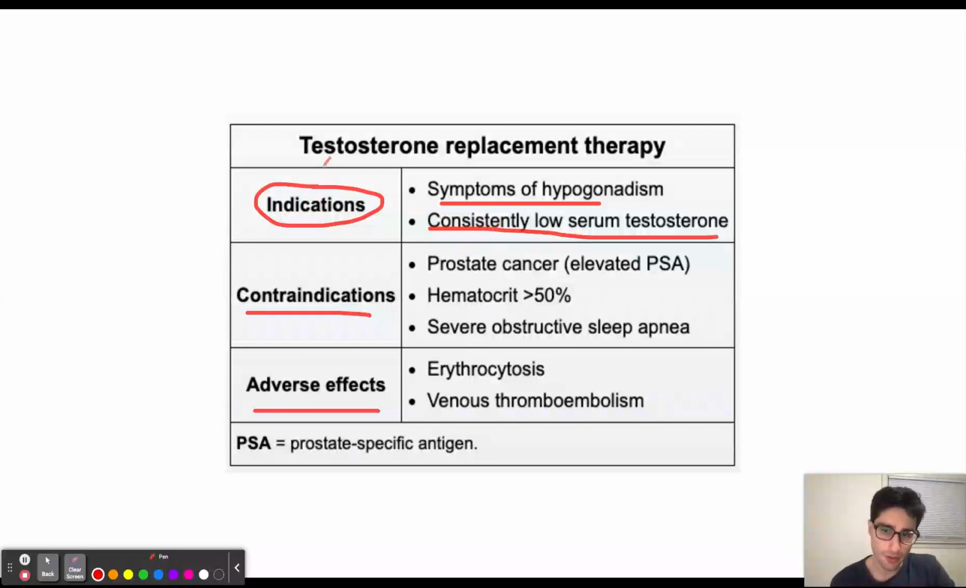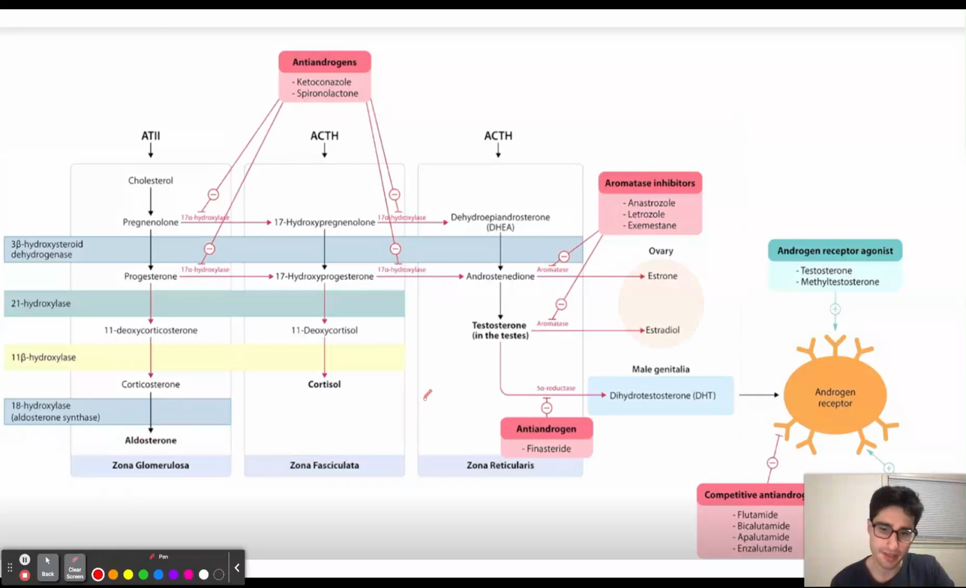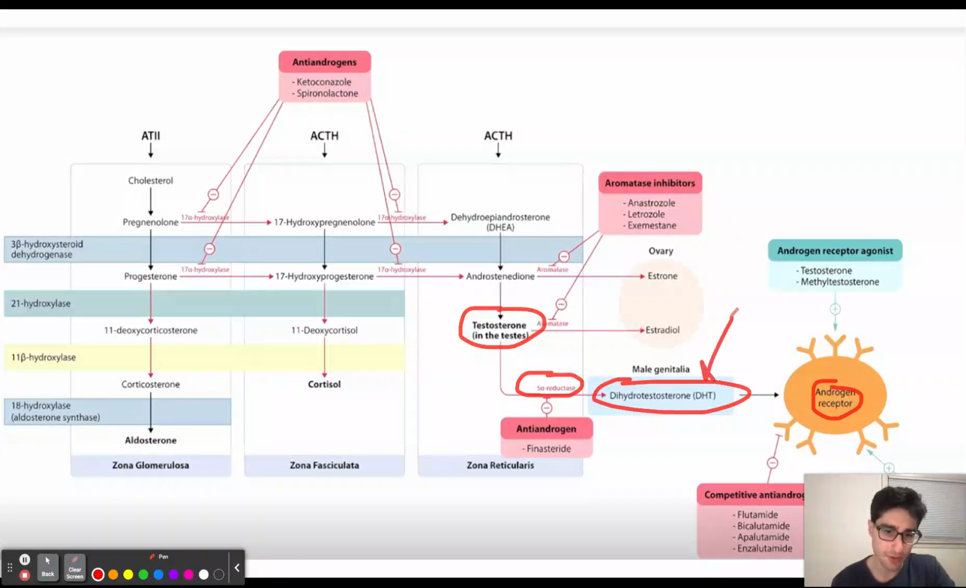Now, patients who are undergoing testosterone replacement therapy are going to have an increased risk of developing prostate cancer. The reason for this is because testosterone is going to be converted into dihydrotestosterone in the periphery by the enzyme 5-alpha reductase. And dihydrotestosterone has a much higher affinity for the androgen receptor than testosterone. And so this is going to be the major hormone growing and maintaining the prostate.